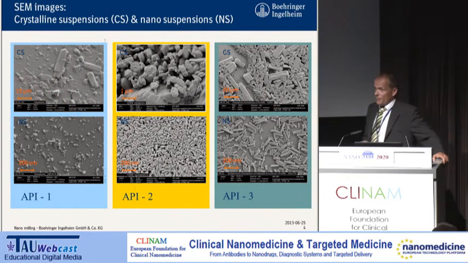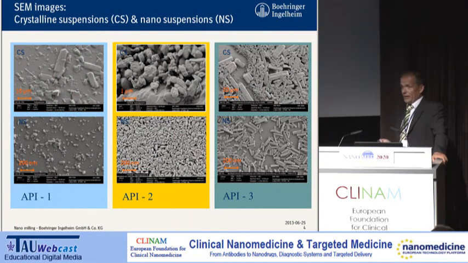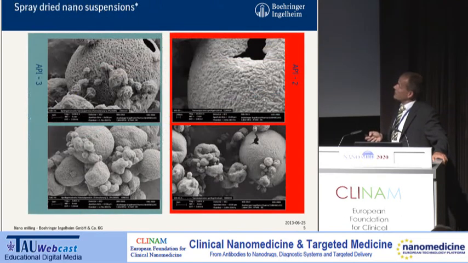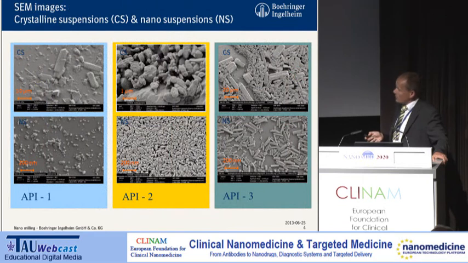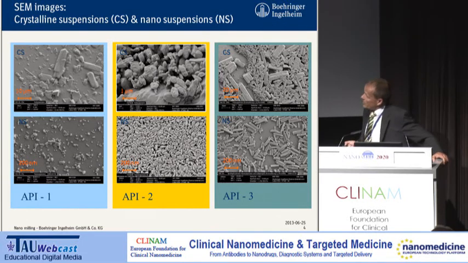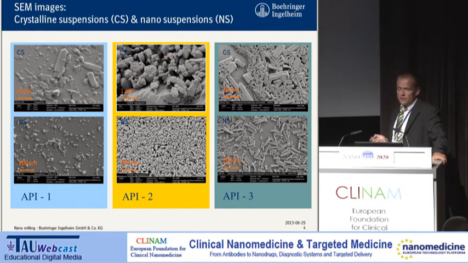These are some SEM images of typical, say, micro suspensions on the top. Oh, sorry, that was the wrong button. Micro suspensions here on the very top for 3 different APIs, and then the respective nano suspensions on the bottom. You can see, or not very clearly from this bar here is 200. It's 200 nanometers. So these are needle-shaped particles.